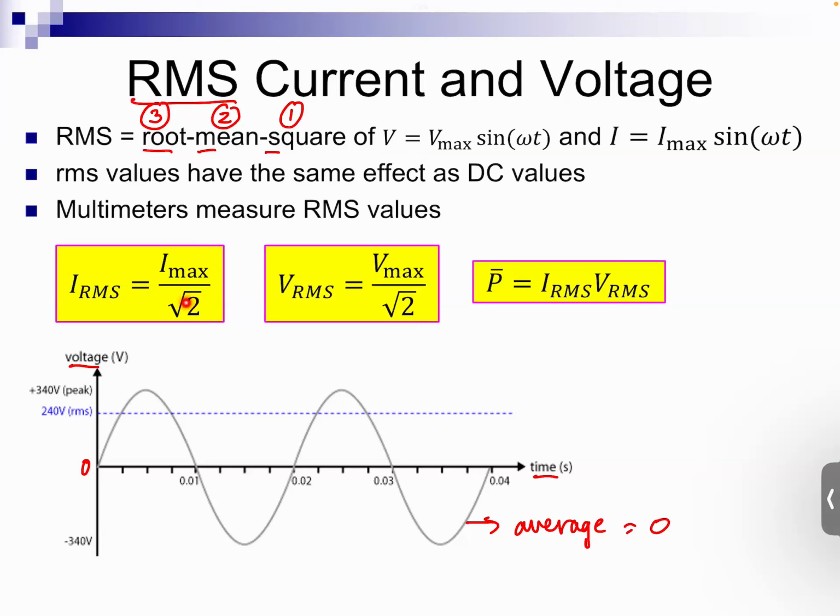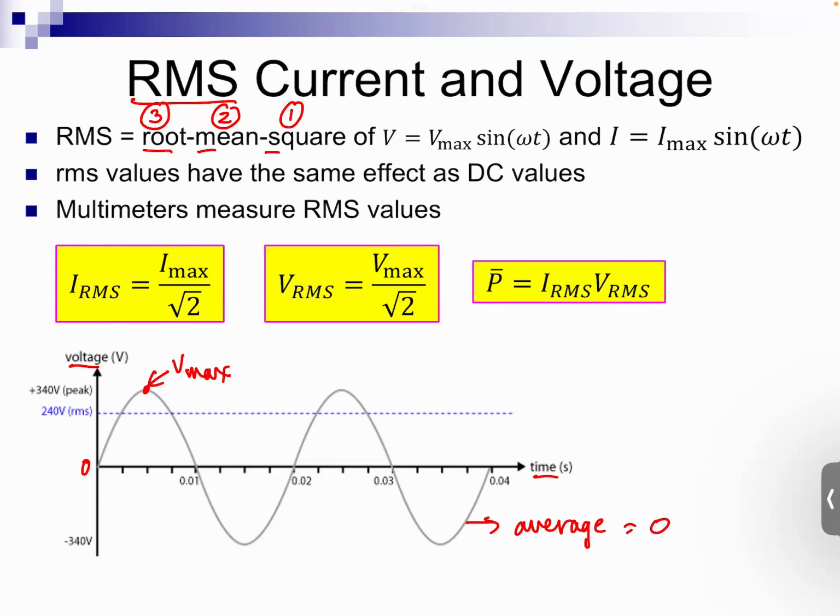And so these equations already did the maths for you, taking the square of this equation for the voltage, then the average, and taking a square root. And that's why you have here the square root of 2. That's coming from the square root of the average. So you can calculate the RMS current by taking the maximum value divided by the square root of 2. Similarly, for the voltage, the maximum value is the peak in your sinusoidal graph, and you divide that by the square root of 2.